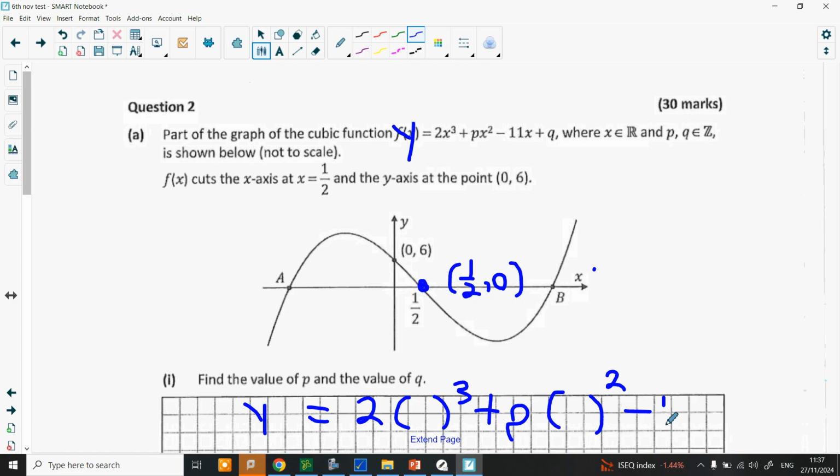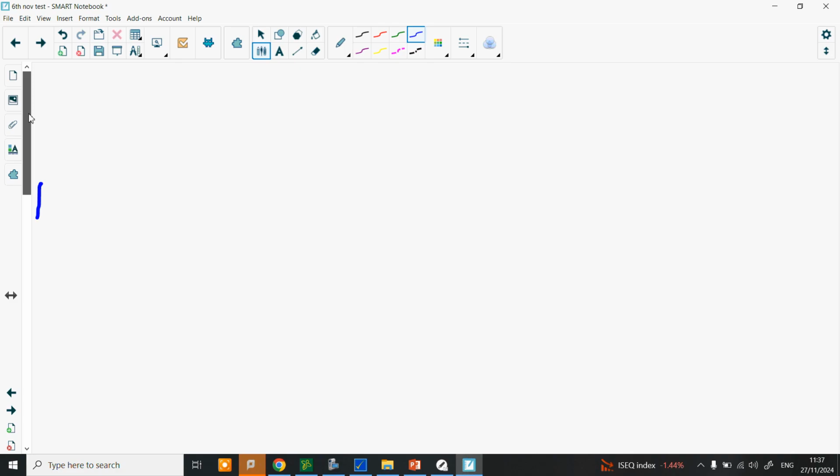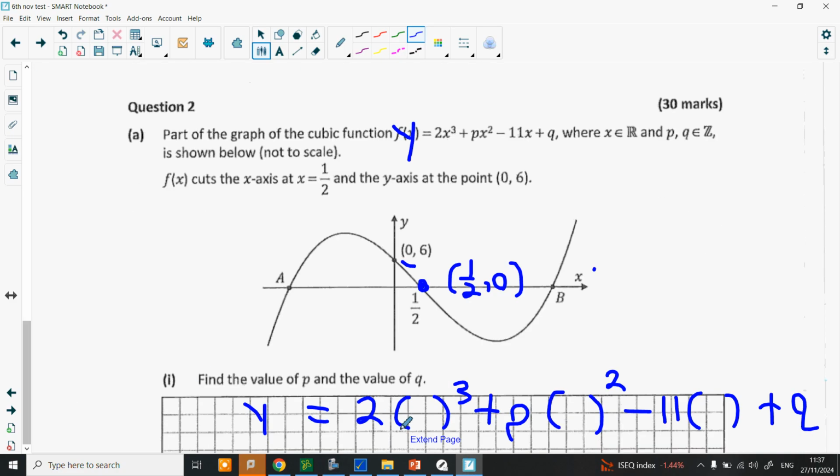Okay? And this is actually not too bad at all. Because the first x value we can put in is 0, and the y value has to be 6.